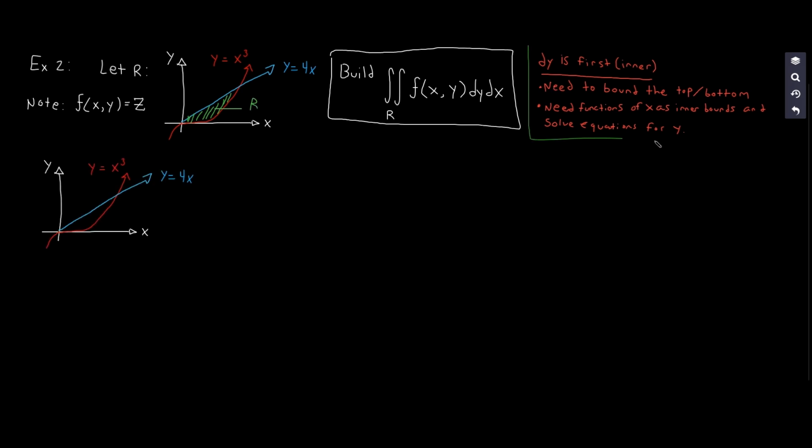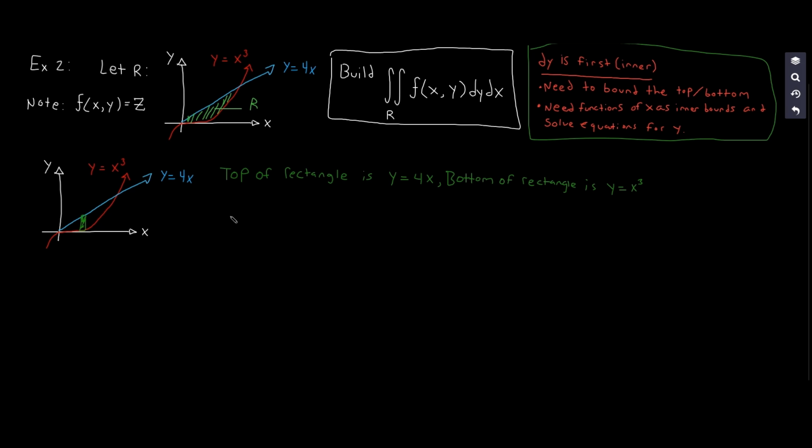And so it's like we said over here, we need to bound the top and the bottom. So we can bound the top and the bottom like that here. Take a vertical slice. We can see that the top of the rectangle is 4x. And the bottom of the rectangle, which is this red line here, is x raised to the third.